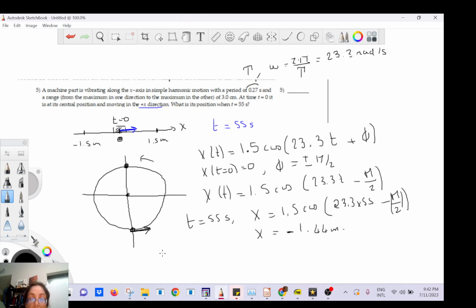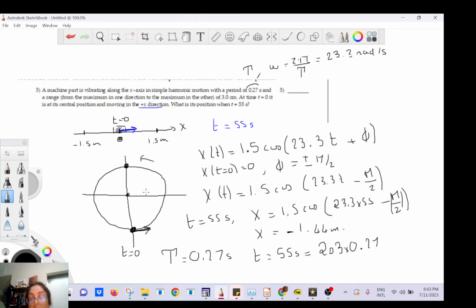So where could it be, here? But you know that the period is 0.27 seconds. So you start from here, that will be your t equals 0. Once it's going to be 0.27, then another 0.27 times 2. So here the time is 55 seconds. So you divide by 0.27 and you get 203. So it's going to be 203 times 0.27.